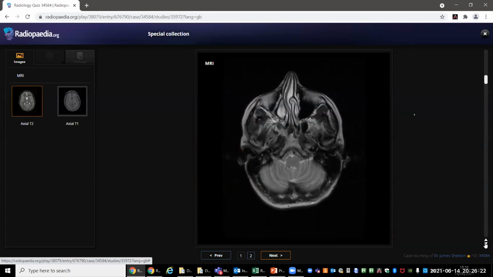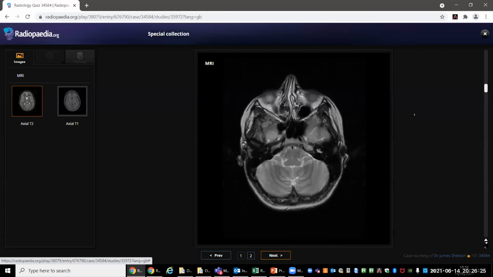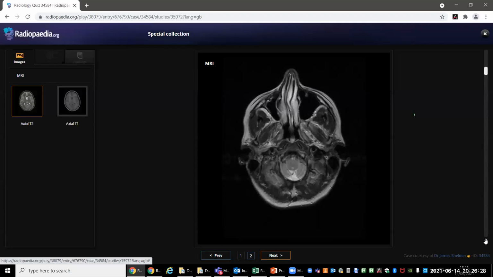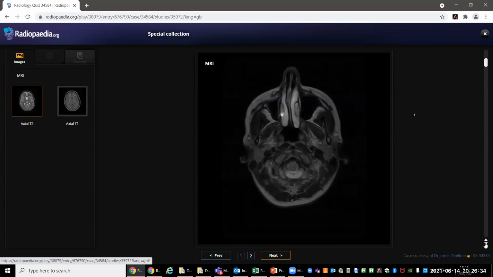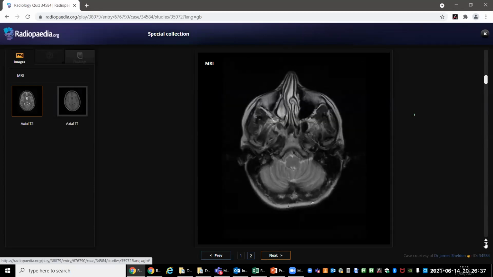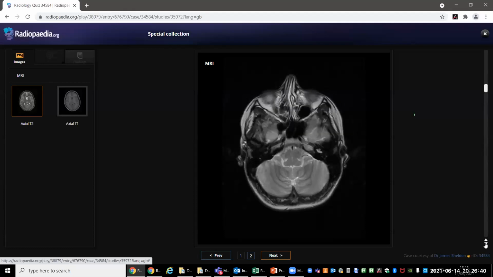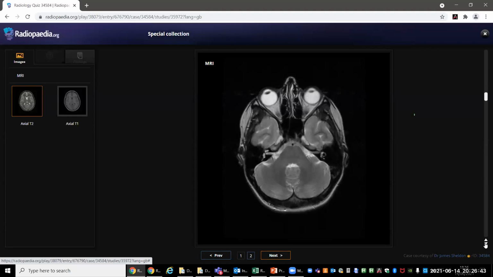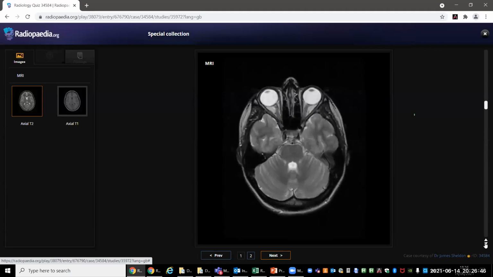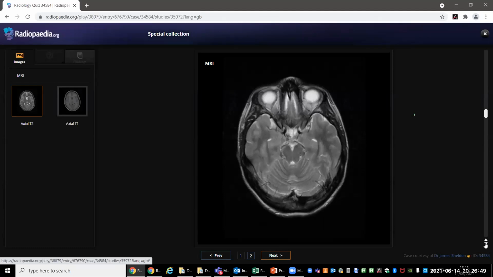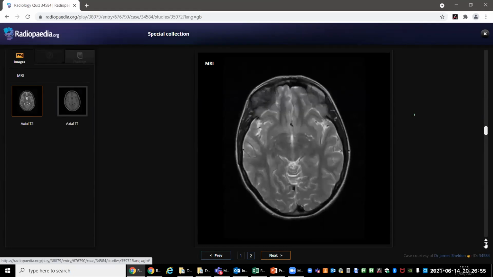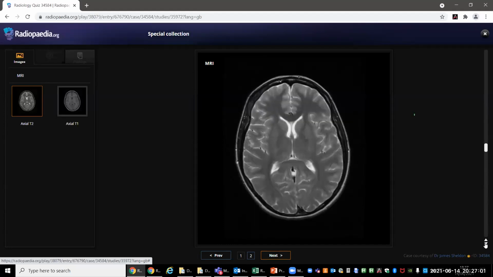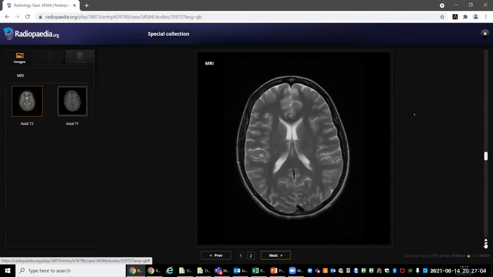Okay. These are MR images of a patient. I'll start from the midbrain. The brain stem appears normal. The cerebellum is normal. These are axial T2 images of a patient. The fourth ventricle and the midbrain appear normal to me. The lateral ventricles are normal.